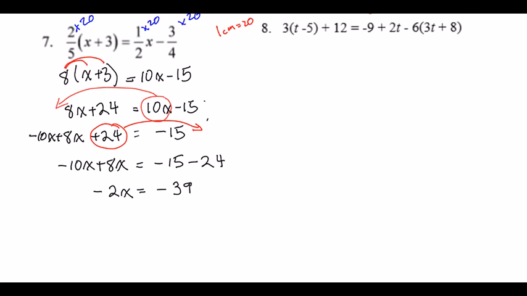And to get rid of the negative 2, we divide both sides by negative 2. And we end up with x is equal to 19.5.